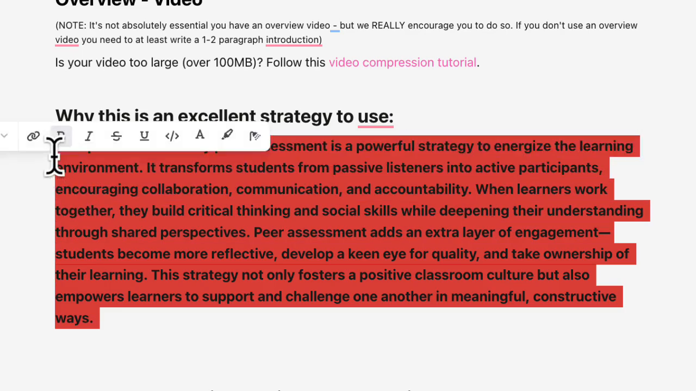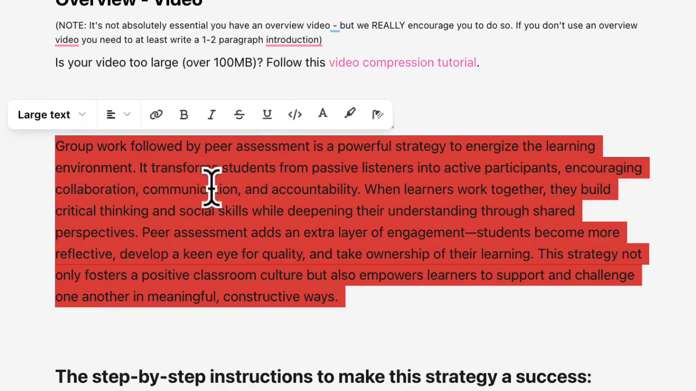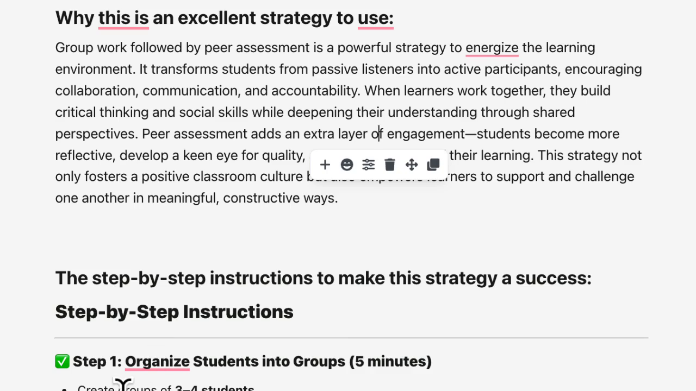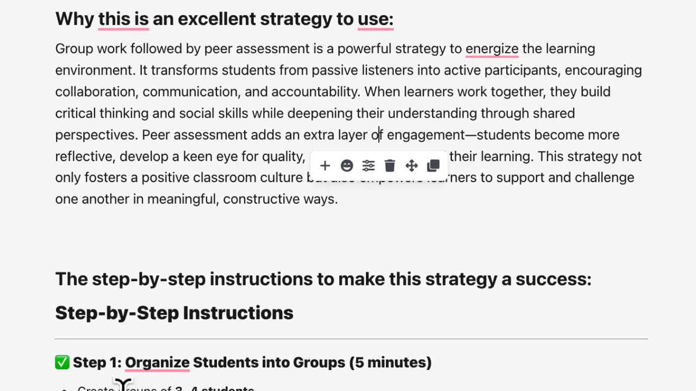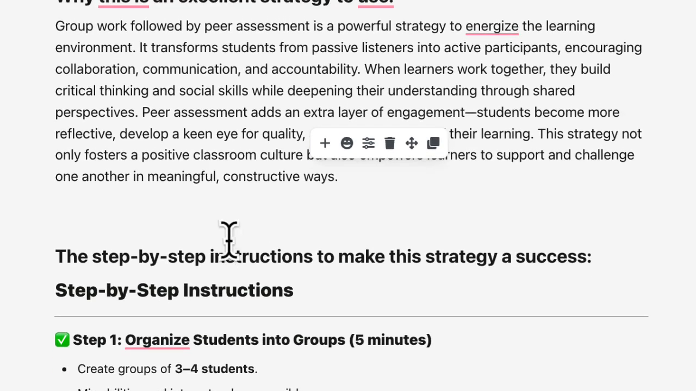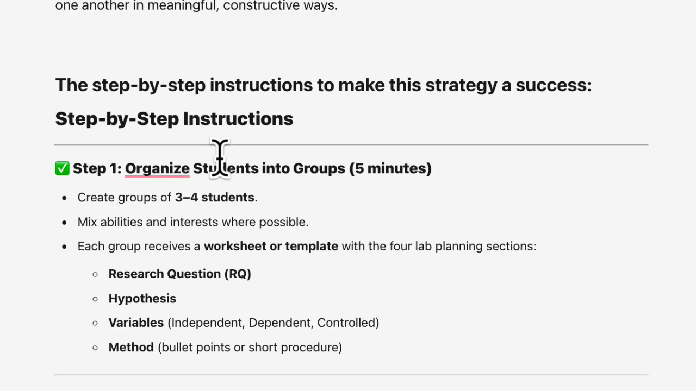I wouldn't bold it. If you want to use large text, you can. The only drawback with large text is the bullets don't work. But if you want to use large text, that's fine. So is that a good answer to why this is an excellent strategy to use? Because if I'm reading this, I want to know why this is next. Why should I do this? Like, why is it good?